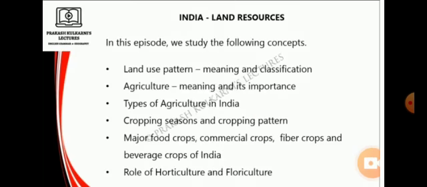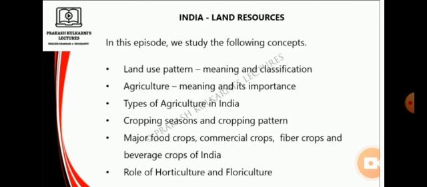Now we are going into this chapter. What do we want to learn? In this episode, we study the following concepts: land use pattern, meaning and classification; agriculture, meaning and its importance; types of agriculture in India; cropping seasons and cropping pattern; major food crops, commercial crops, fiber crops and beverage crops of India. The last one is the role of horticulture and floriculture. This is everything we want to learn.